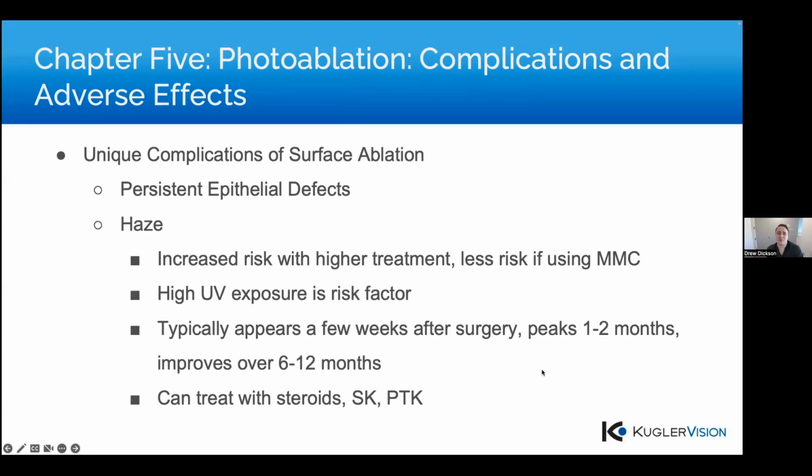Haze is probably the most dreaded complication of PRK. So haze is caused by keratocytes in the cornea that basically react abnormally and have abnormal wound healing without that lamellar look of the cornea. There's a bunch of irregular collagen fibrils that are created and cause this hazy cornea. We know that higher treatment is a risk factor, UV exposure. You can decrease that risk with using mitomycin C.